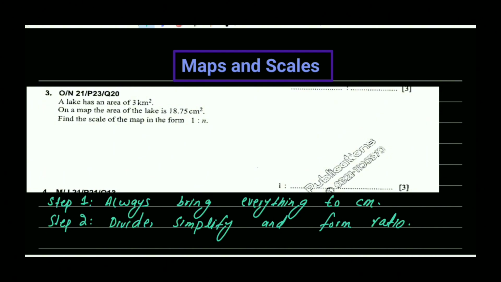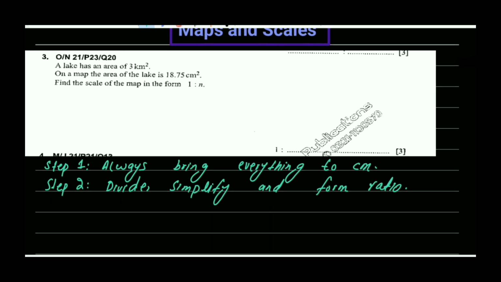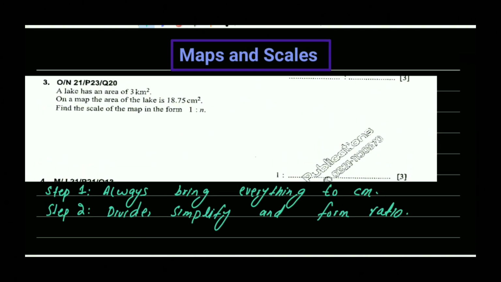So the lake has an area of 3 kilometers square. So we will convert it in centimeter square because this is a universal rule of maps and scales that always our units of maps will be in centimeter. So we will convert kilometers into centimeters.